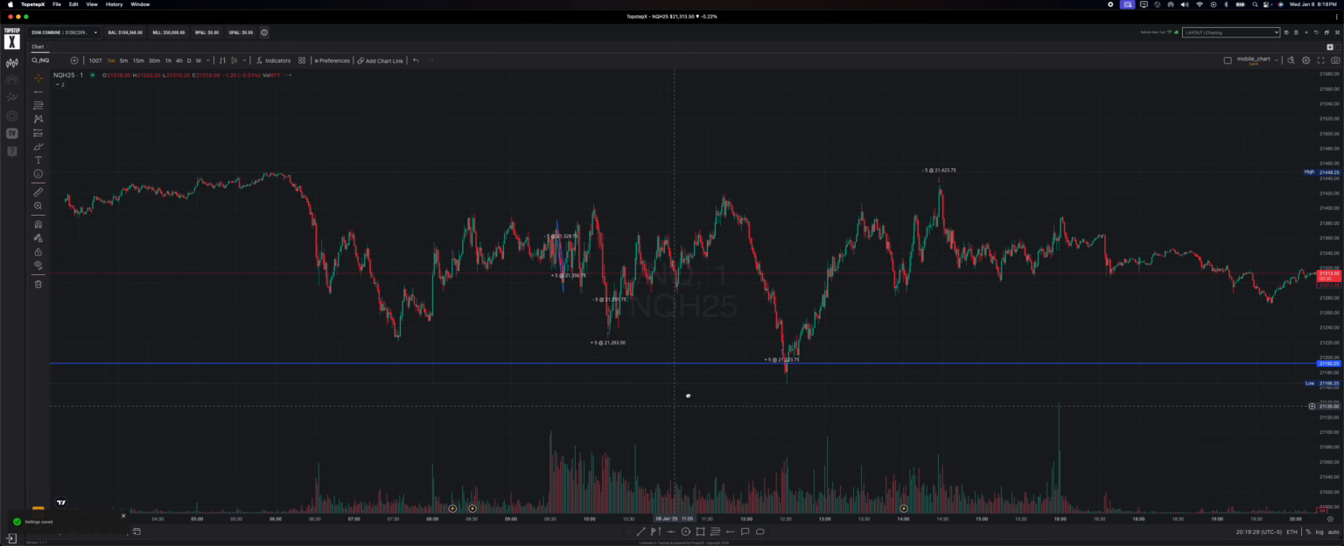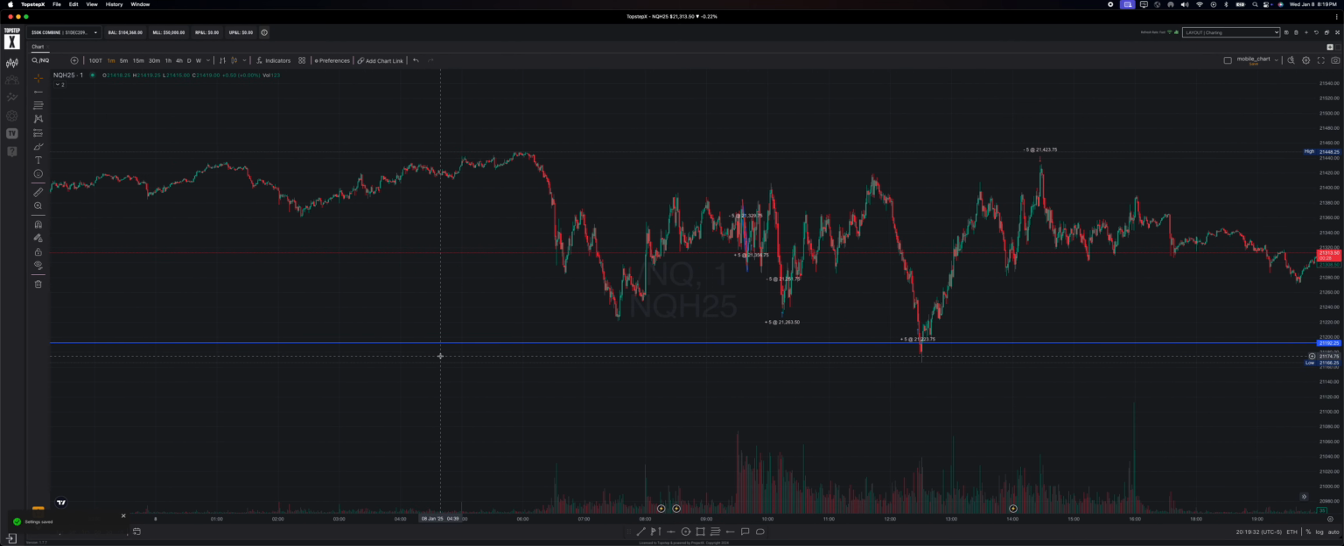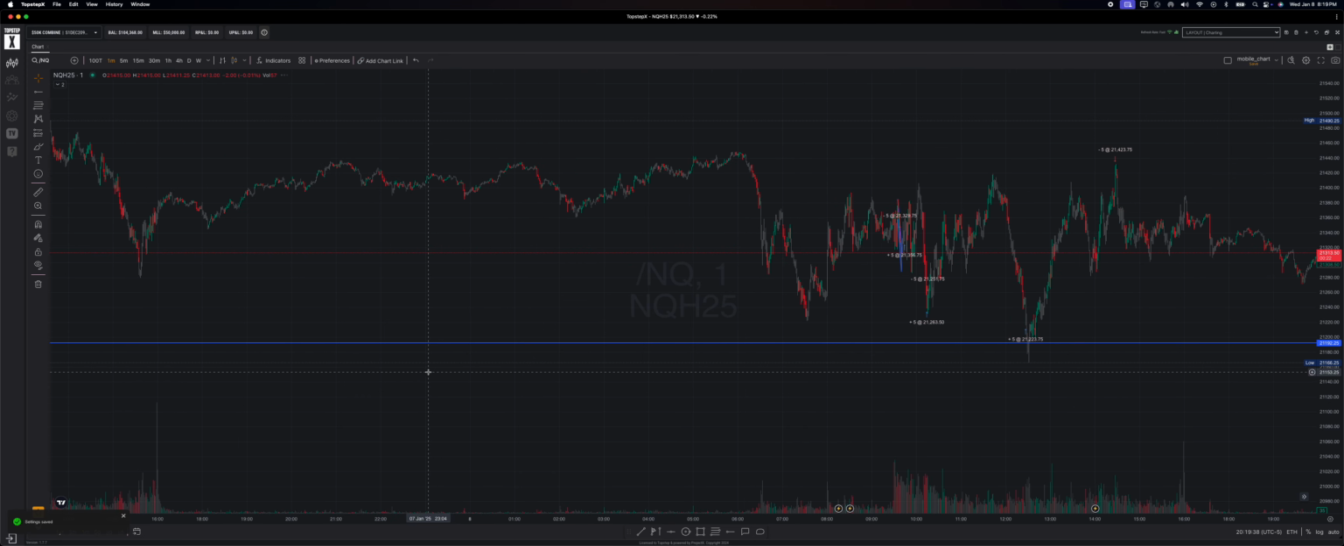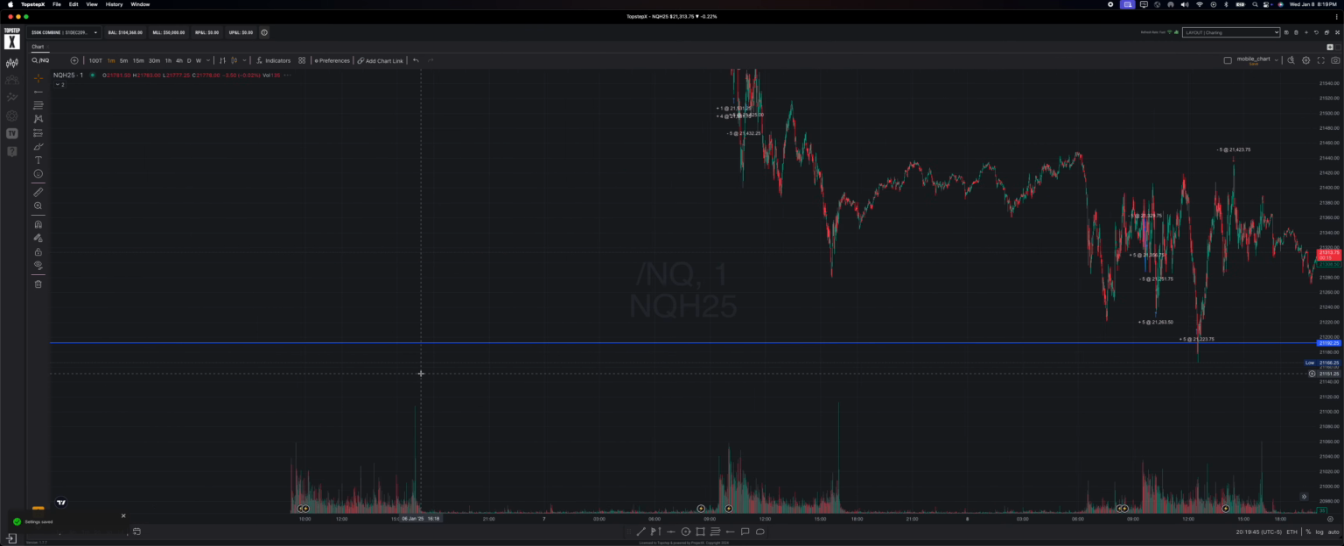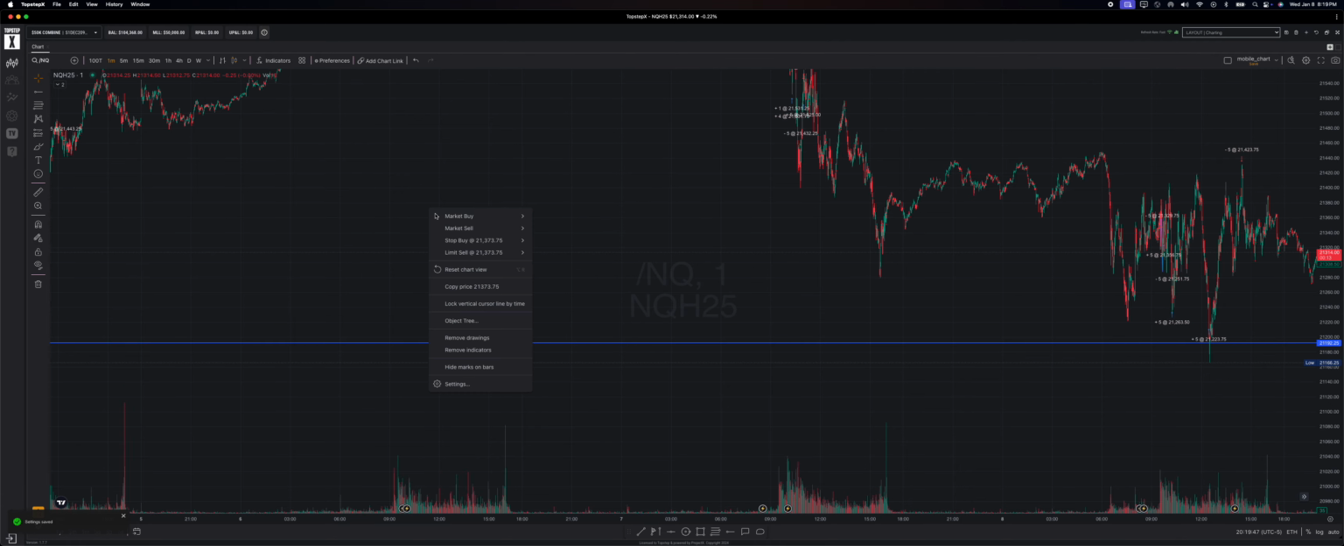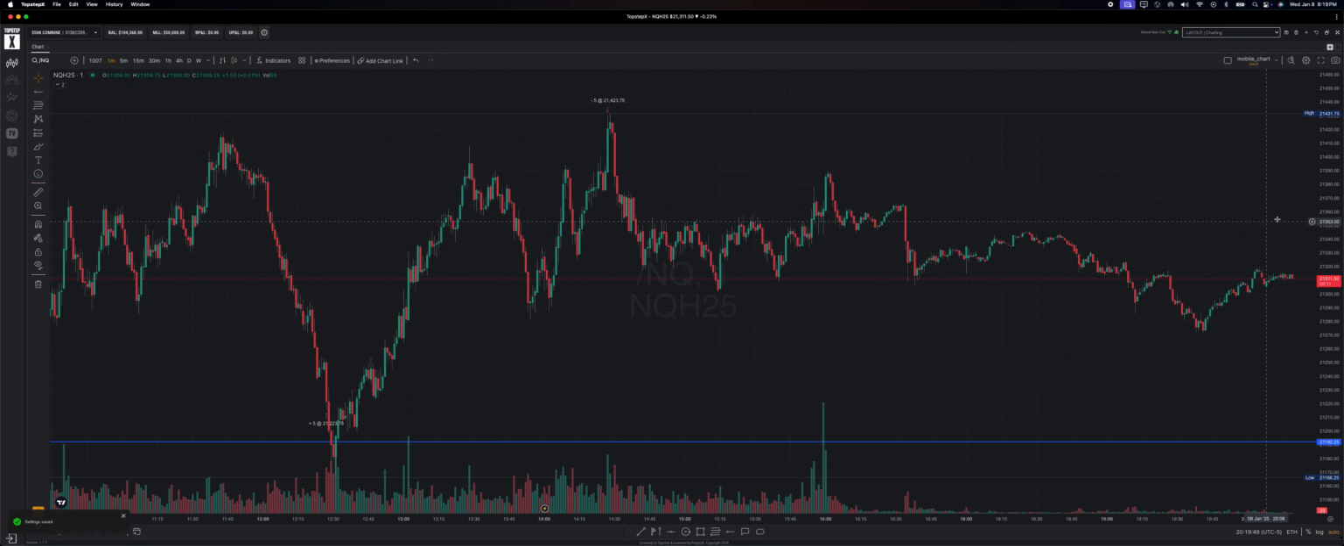My stop loss on this trade was 21,150. So I was giving myself about 70 points, which is about a $7,000 risk on five mini contracts on the Nasdaq. Now some of you might say, "Oh my gosh, you're risking 7,000 on just one play."